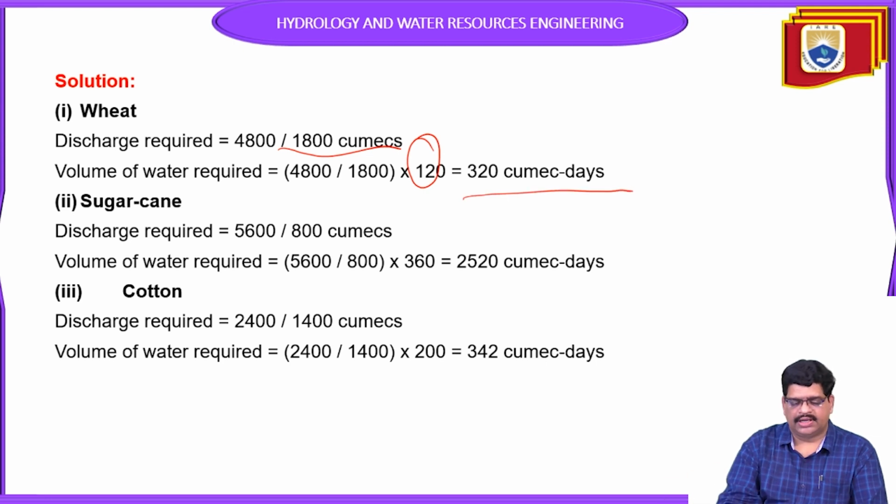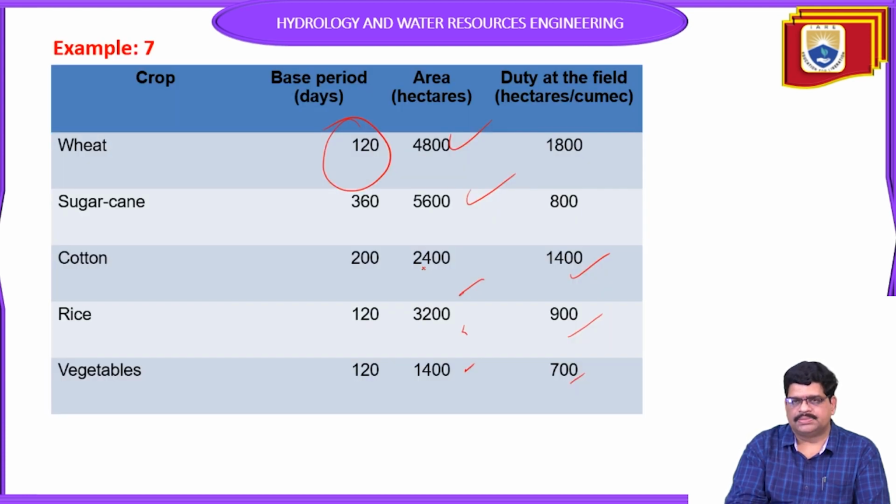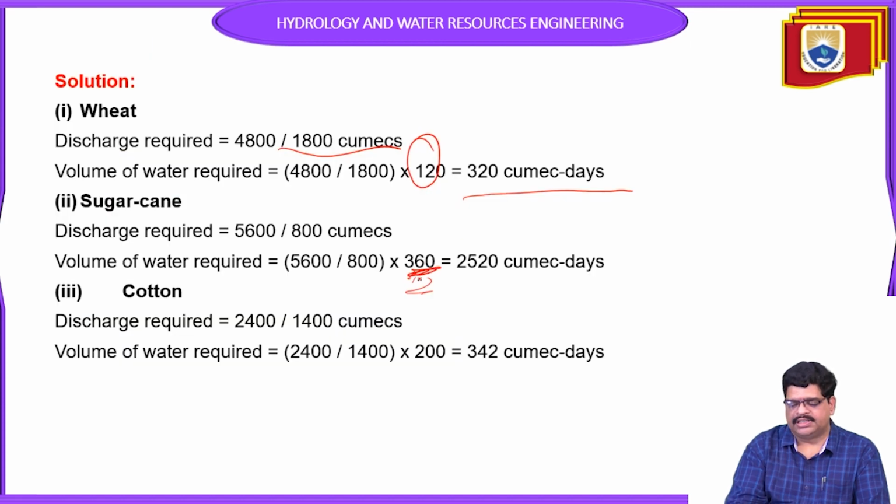Sugarcane is also taken like that. Discharge required is equal to 5,600 divided by 800. The volume of water required is 5,600 divided by 800 into 360, since this is the base period for the sugarcane crop. That is equal to 560 cumec-days.